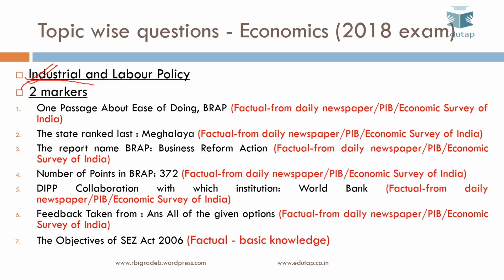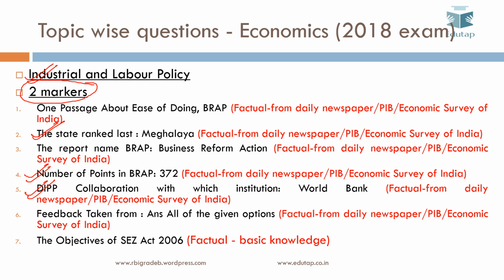So you can see here 2-marker questions. There was a passage about ease of doing business reform action plan. Okay, and based on this particular report, they had asked some 6 questions. They asked about the state which was ranked last in this particular ranking index. Okay, the report's name, because obviously they would not immediately give you the report's name, they would just describe the characteristics of it. Okay, and then they would ask you the number of points in BRAP 372, DIPP collaboration with which institution. So again a background based question out here.